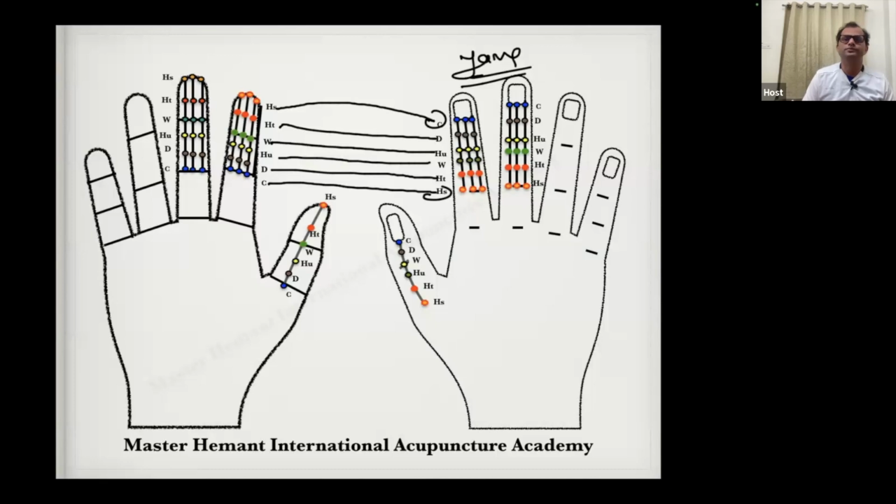Is it clear? So the same six points here. Now, in the yang also we have three meridians in the arm and three meridians in the leg, right? Got it.